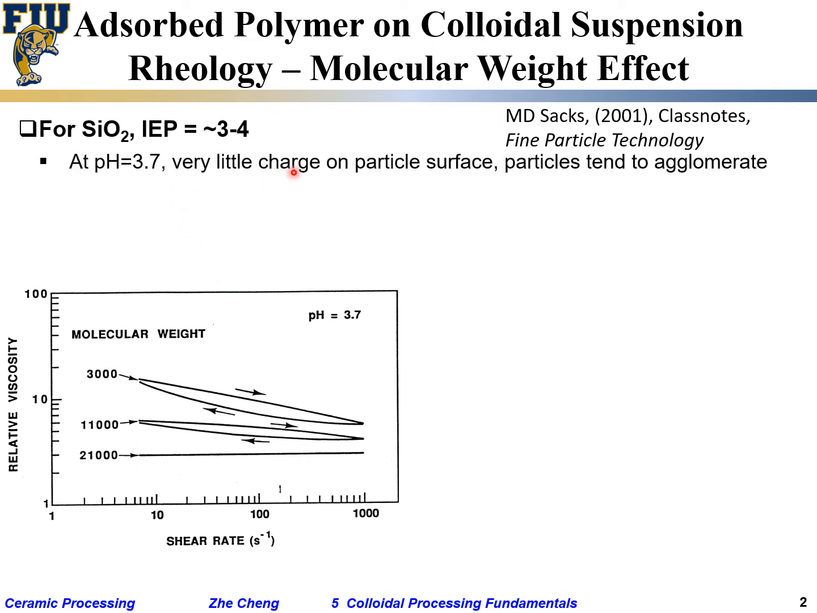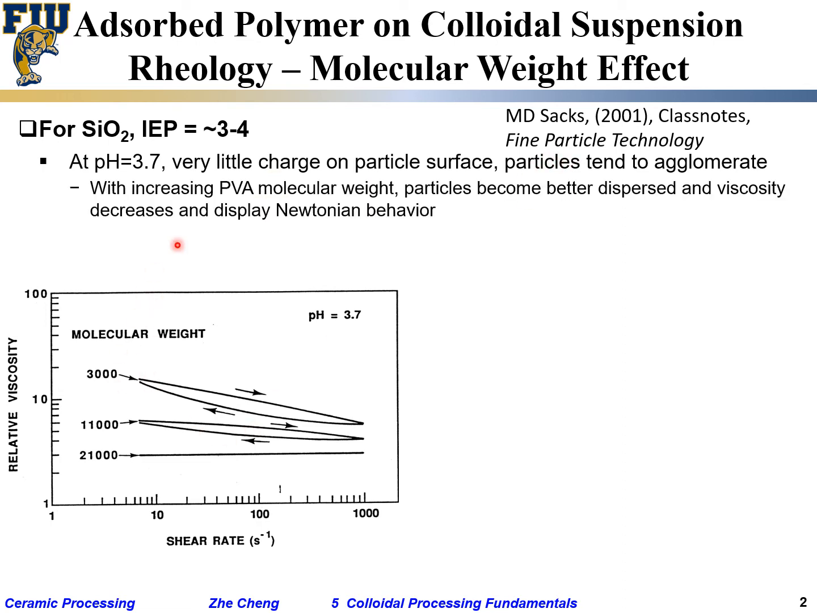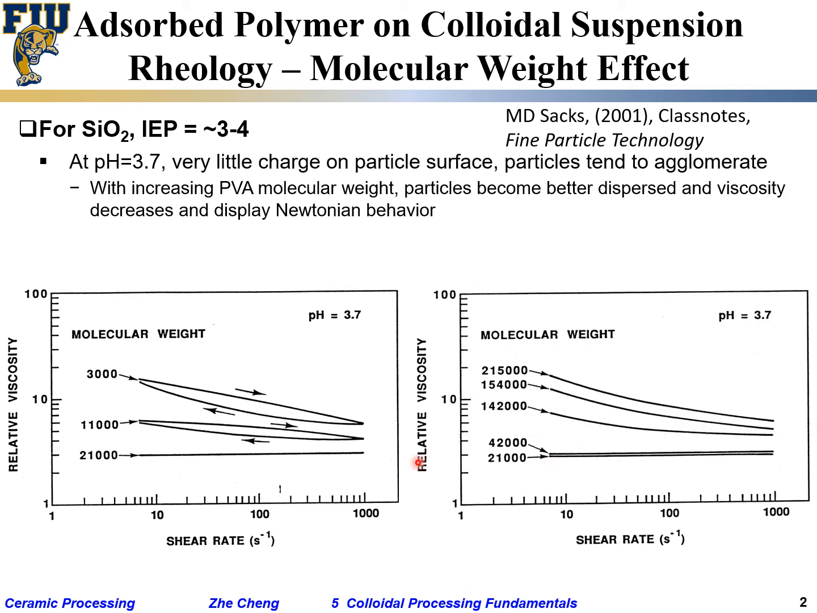At pH 7, very little charge, particles tend to agglomerate. But then, with increasing PVA molecular weight, particles are better dispersed, behaving more like a Newtonian fluid. But on the other hand, like anything in material, you don't want to overdo it. This plot shows, from 20,000, you keep increasing. You increase the molecular weight by another 10 times. You overdo it, and what happens? The viscosity increases again. It starts to show that shear thinning behavior again.